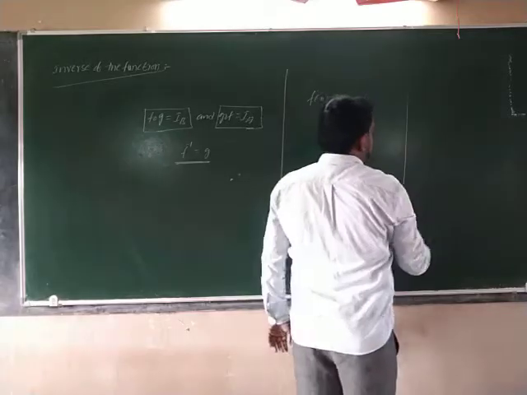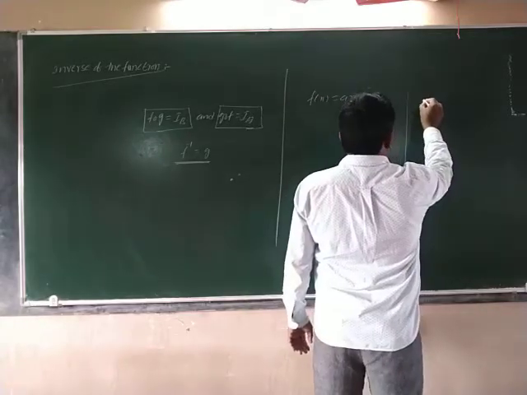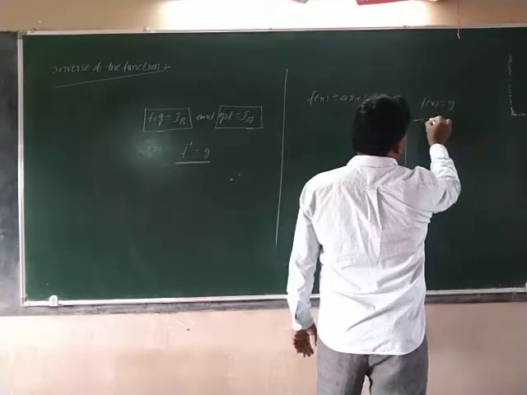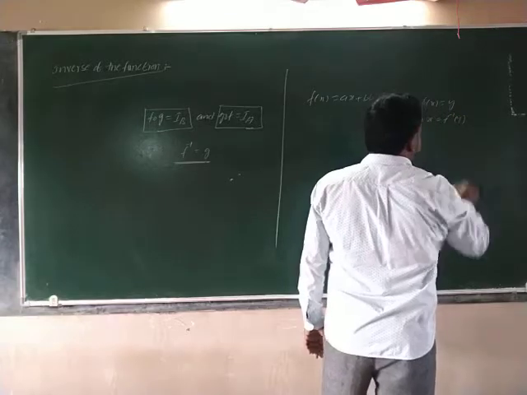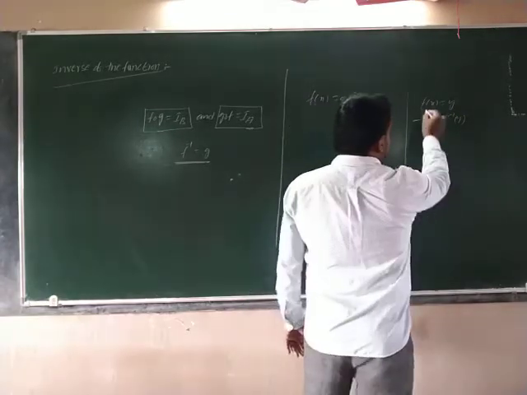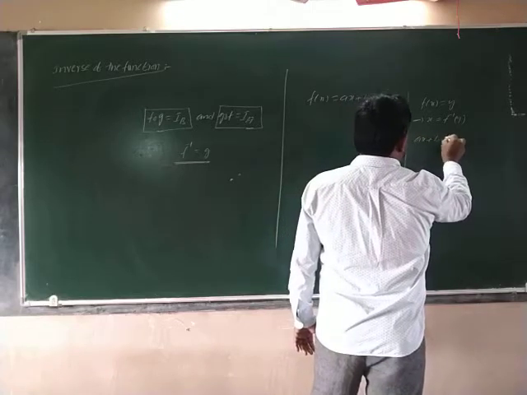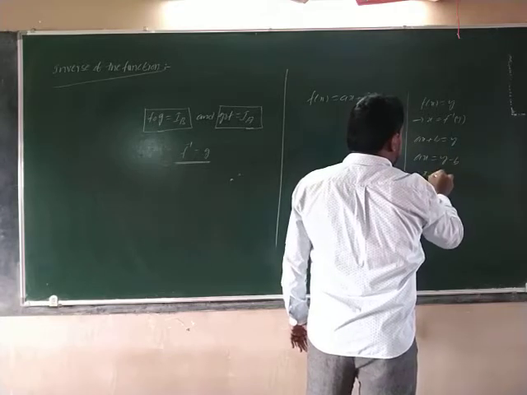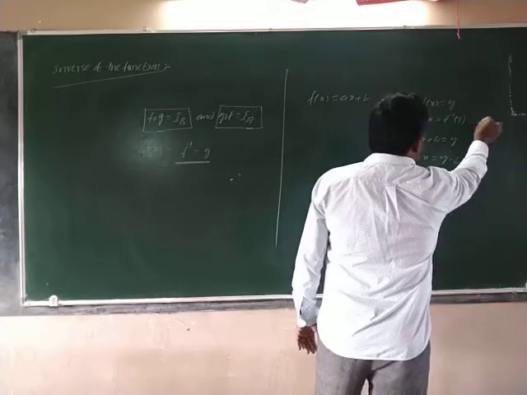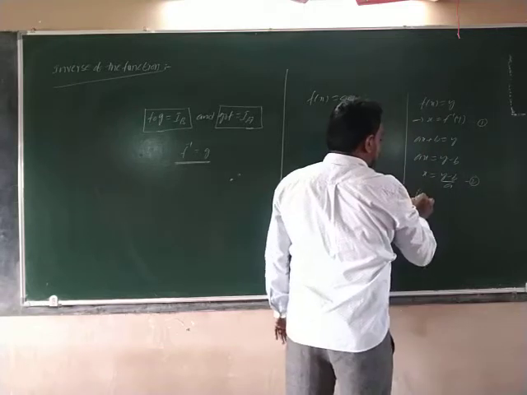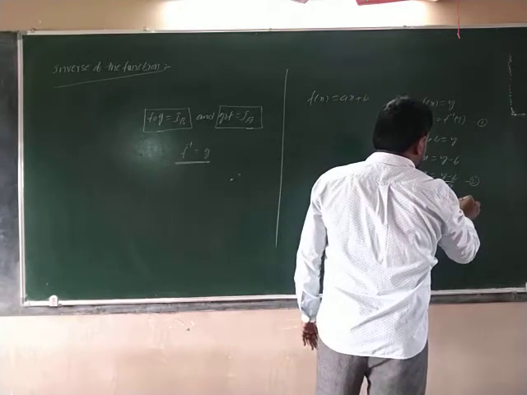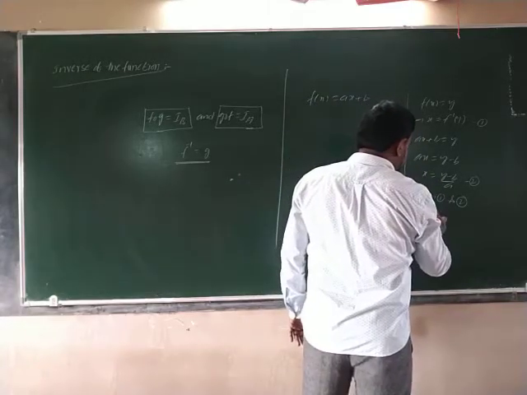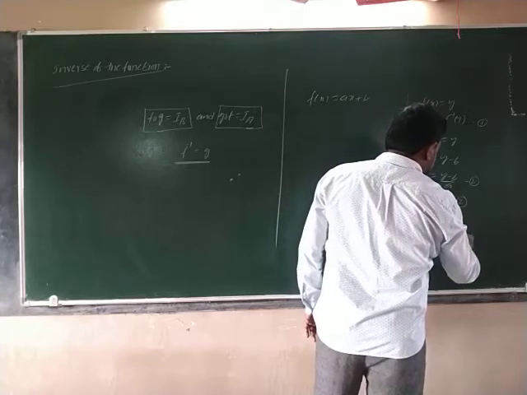Here you do some rough work. Let f of x equal y. From this, x is equal to f inverse of y. This is 1. Then f of x is ax plus b equals y. From this, ax is equal to y minus b, so x is equal to y minus b by a. This is 2. From 1 and 2, what we are getting is f inverse of y is equal to y minus b by a.